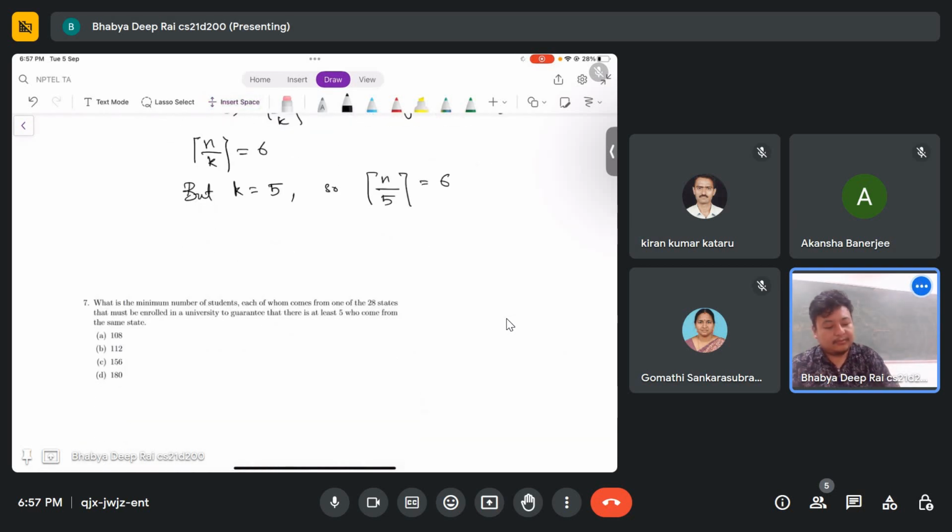Now, I can simply multiply 5 and get 30, but they are asking for the minimum. So since this is a floor, I don't look for the closest, I look for the nearest integer that will work. For example, here I'll explain what I mean. What is n such that n by 5 is strictly greater than 5.